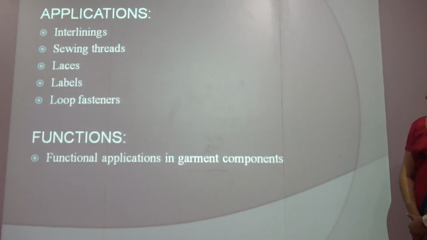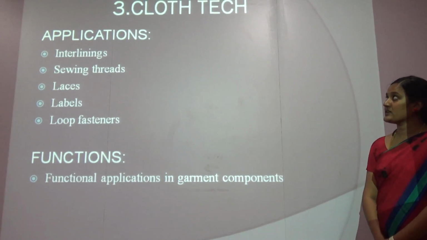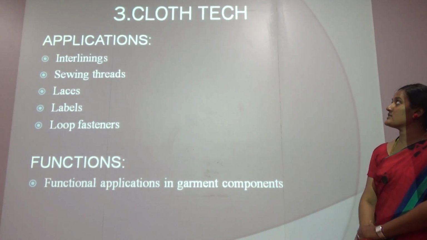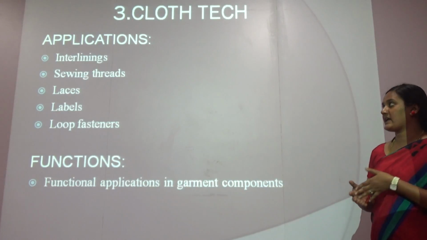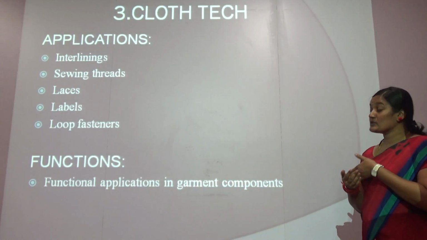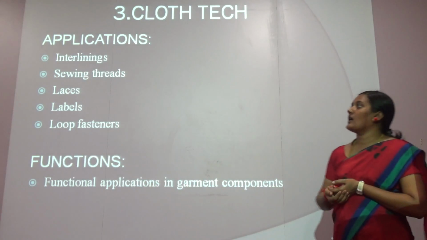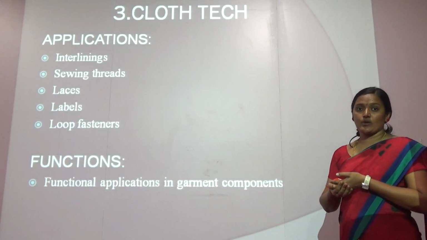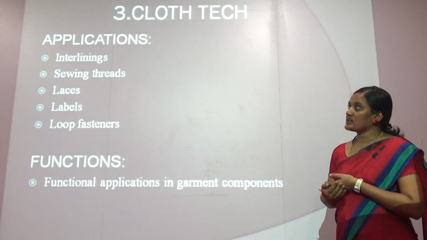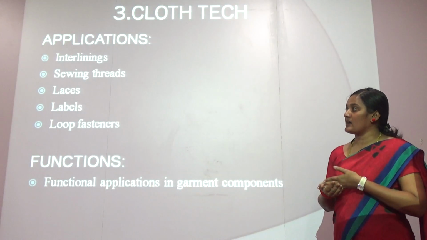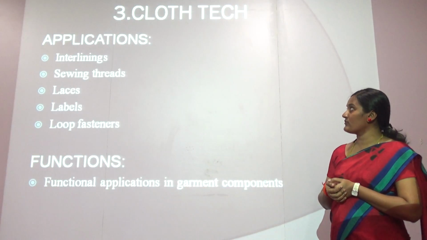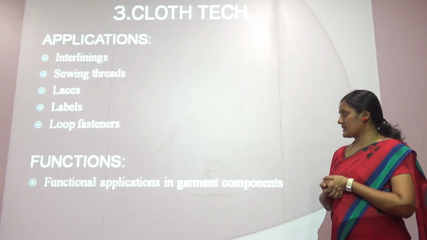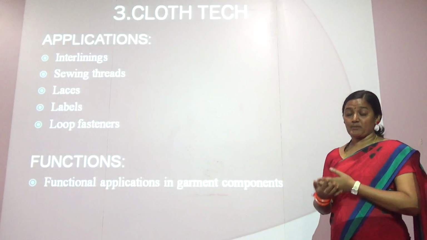Next slide. Third one is cloth-tech. Cloth-tech is also called clothing textiles. Here the textile materials are used in clothing components like laces, labels, shoelaces and loop fasteners. The most widely used cloth-tech material is sewing thread. It consumes around 60% worldwide. Interlinings are used in shirts, salwars, kurtas, etc. The functions of cloth-tech are functional applications in all garment components.